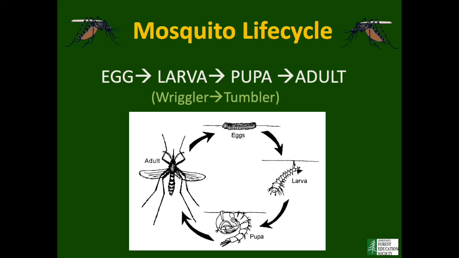Once they've eaten enough food, they turn into a pupa. Another name for pupa is tumbler because they tumble in the water. Notice the two tubes coming from the pupa head that stick out of the water. And do you know what they're for? If you guessed to breathe, you are correct. The larva likes to stick its butt out of the water, and that is for breathing. When the pupa is finished metamorphosis, it'll crack open and out will come an adult mosquito.